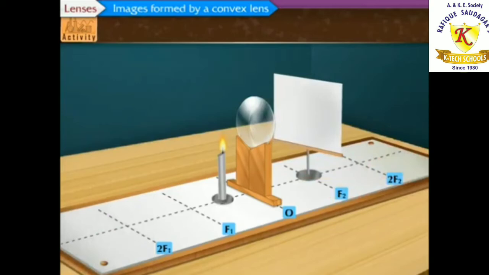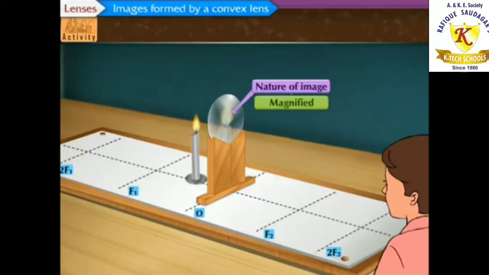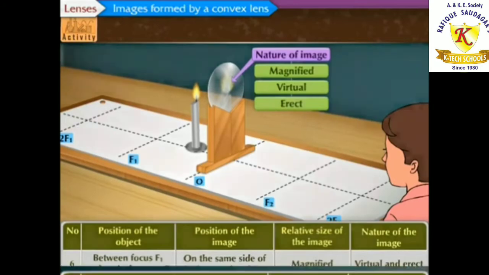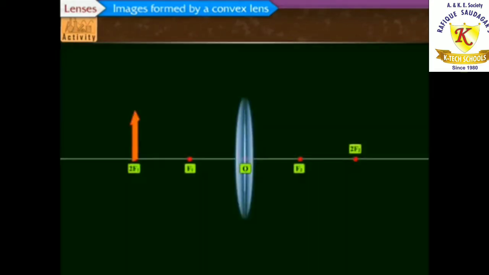Yes, we observe that the image is not formed on the screen. However, the position of the image is on the same side of the lens as the object and its nature is magnified, virtual and erect. So children, these are the position of the object, position of the image, size of the image and nature of the image.